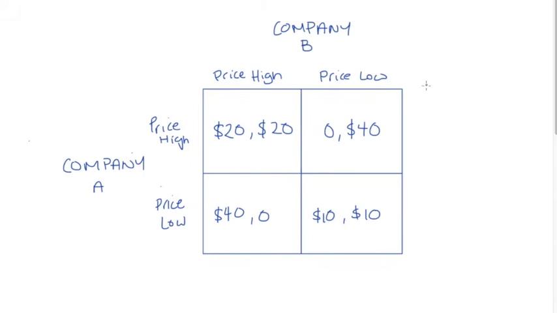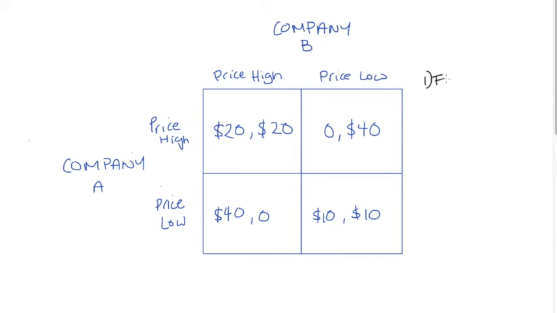The bottom left outcome is where Company A prices low and Company B prices high. In this case, Company A is going to steal all of the market and get $40, and Company B gets $0. Likewise, if Company B prices low and Company A prices high, we get to the top right outcome. Company B in this case is going to steal all of the market and get $40, and Company A gets nothing. If they both price low, they share the market but get a lower profit than they would have if they shared the market and both priced high.